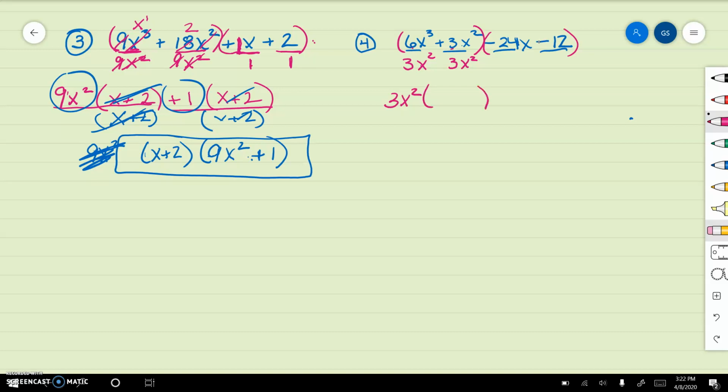What's left over goes on the inside. So it's 6 divided by 3, which is a 2. X to the third divided by x squared is just x to the first, or 2x there. All right, now this guy here, 3x squared and 3x squared cancel out to be a 1. You need a placeholder there. So it's 2x plus 1.